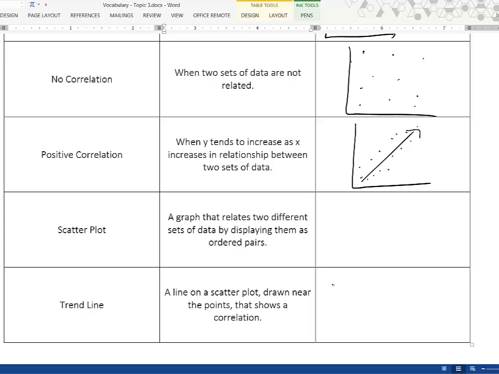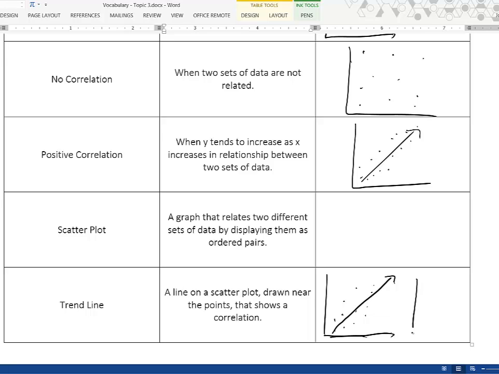So let's say we have our line here, and we have some points here. Now this looks like it's a positive. A trend line is going to, as closely as possible, follow those points. So I'm going to say this here is the trend line. It goes between every single point evenly. There's an even amount of points on top of the line and an even amount on the bottom of the line. So that there is a trend line.